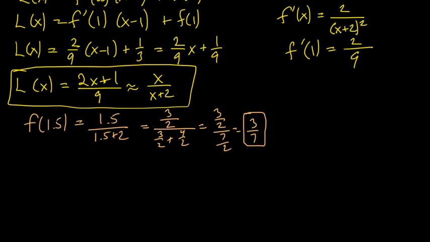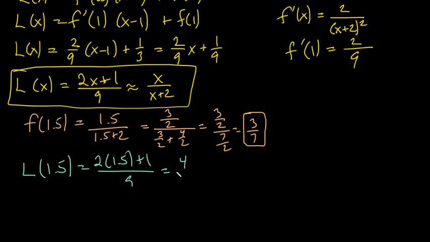Now, what's the approximate value? What is my L of 1.5? So this will be 2 times 1.5 plus 1 over 9. So that's going to be 3 plus 1 over 9, so 4 over 9.